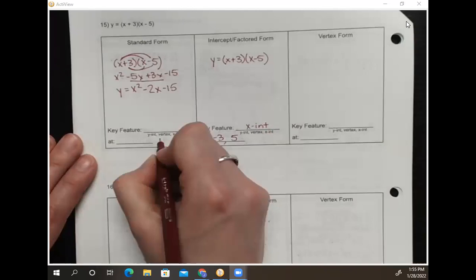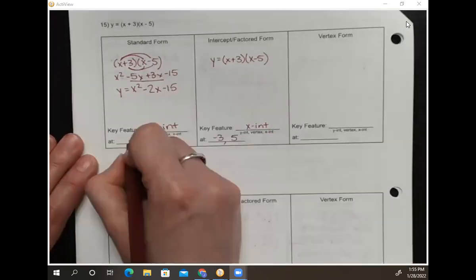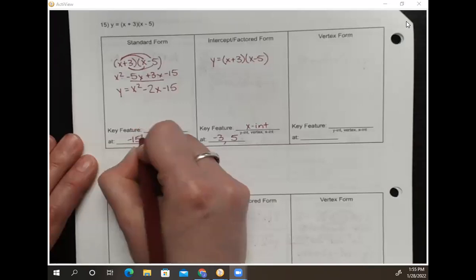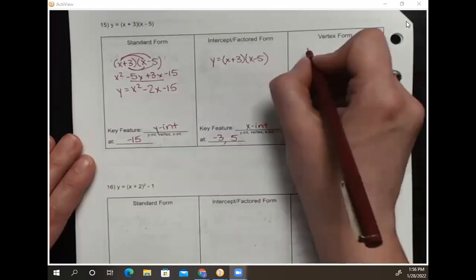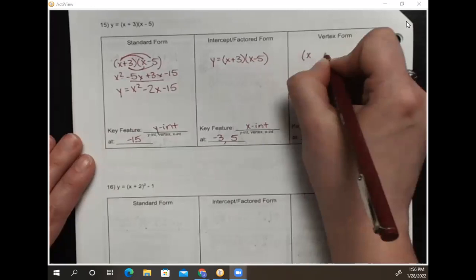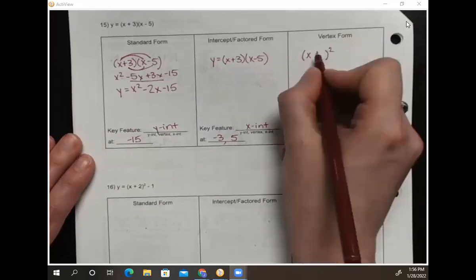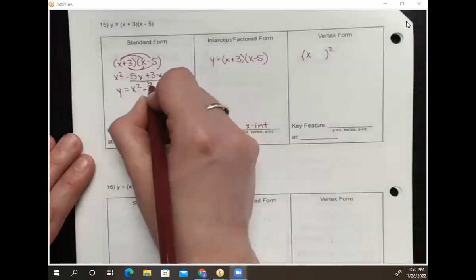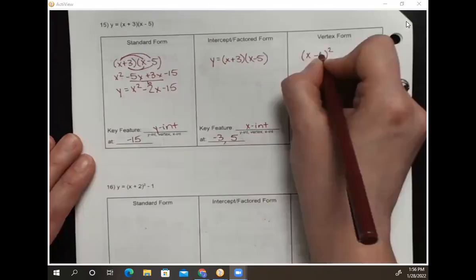Remember that standard form shows me my y-intercept, and my y-intercept is the constant term at the end. So negative 15 would be our y-intercept here. And then finally, we'll change this into vertex form. So remember, vertex form is x in parentheses with something squared. The thing that goes in parentheses with x is our b value from standard form cut in half. So negative 2 cut in half is negative 1.